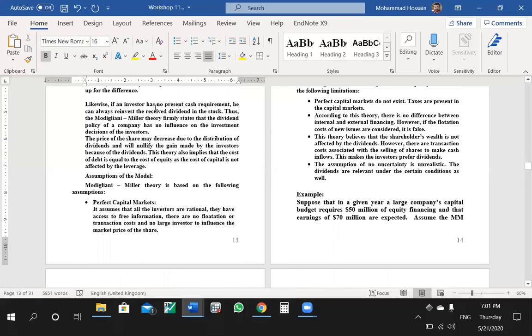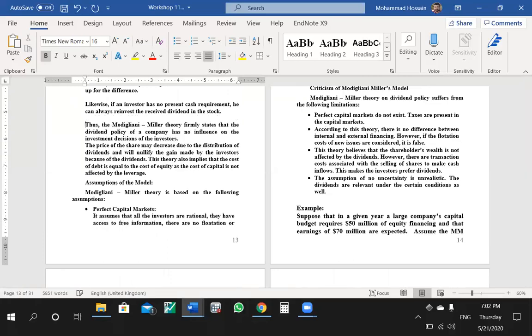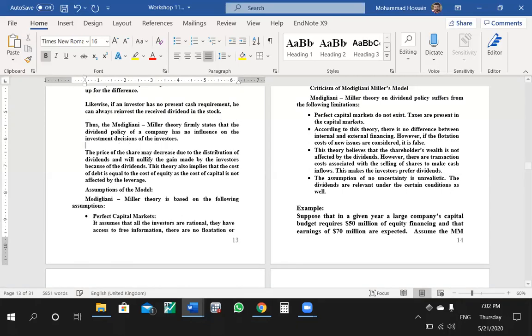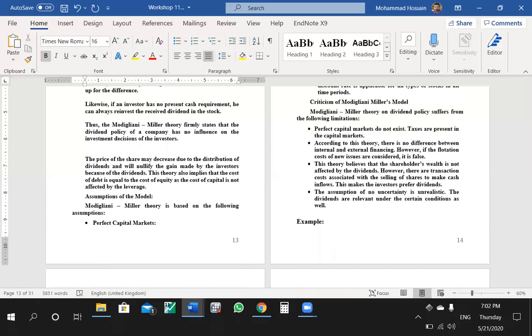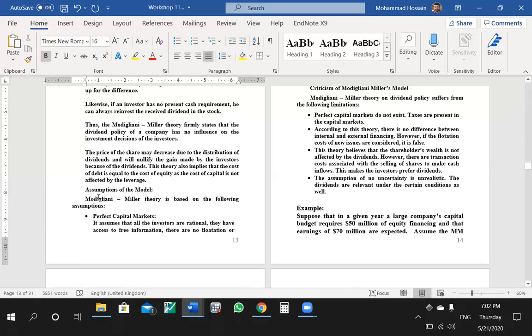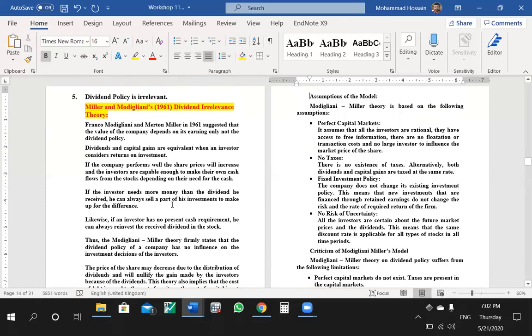Likewise, if an investor has no present cash requirement, he can always reinvest the received dividends in the stock. Thus, the Modigliani and Miller theory firmly states that the dividend policy of a company has no influence on the investment decisions of the investors. So he believes that investors don't think like this. That's his point.